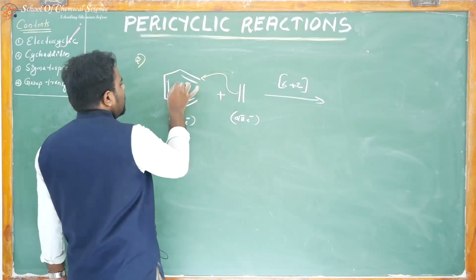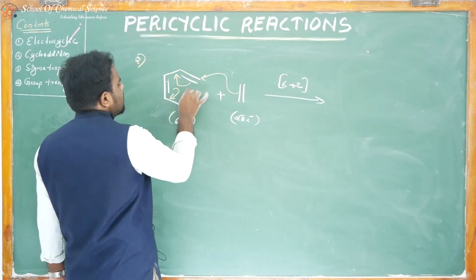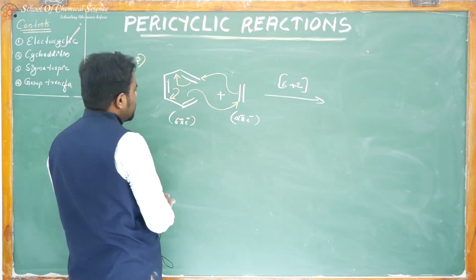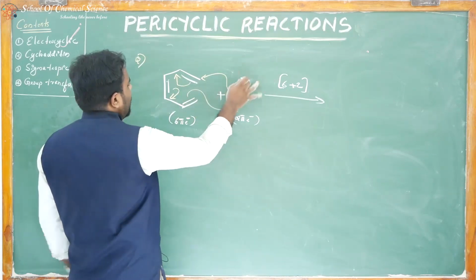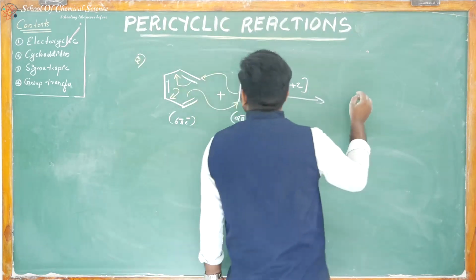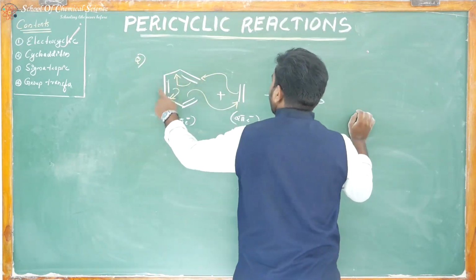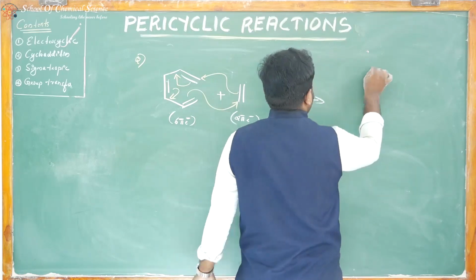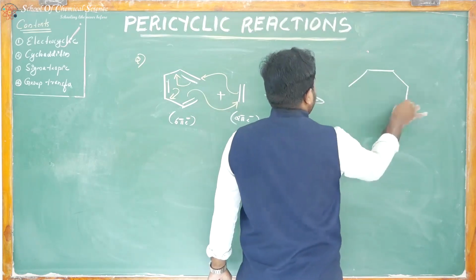Here a new sigma bond. This pi bond towards here, this towards here. Here a new sigma bond is formed. So your product will be 1, 2, 3, 4, 5, 6, 7, 8. An 8-membered ring will be your product.